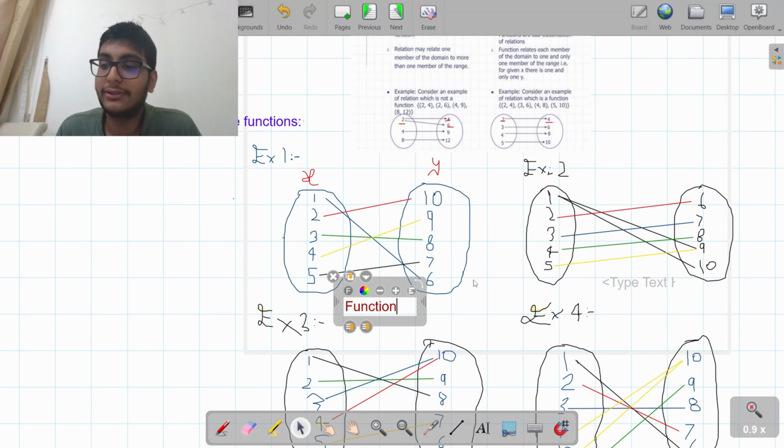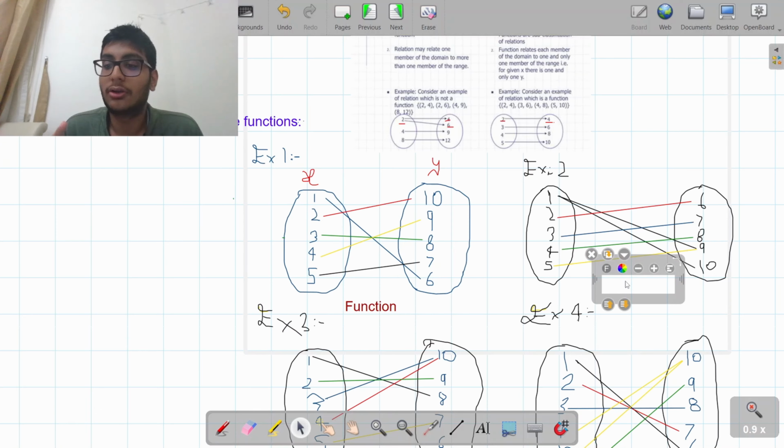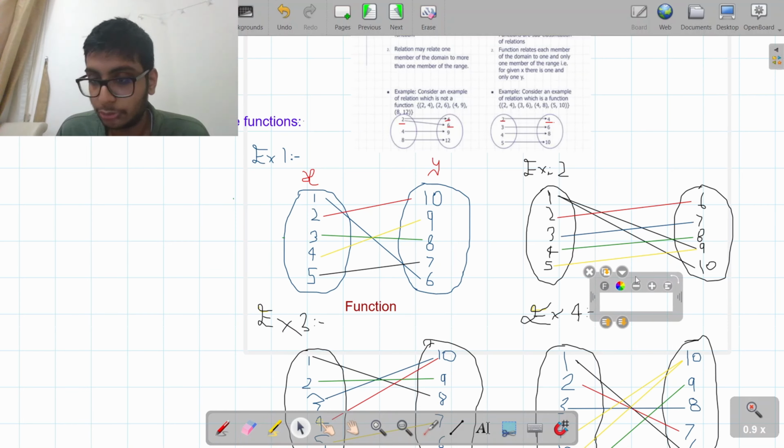Now, let us go to the second example, shall we? 1 is connected to both 9 and 10, which is a bit odd, but we'll come to that later. But when you see the other numbers 2, 3, 4, and 5, they're uniquely connected to 6, 7, 8, and 9. But let's come back to the power of 1.